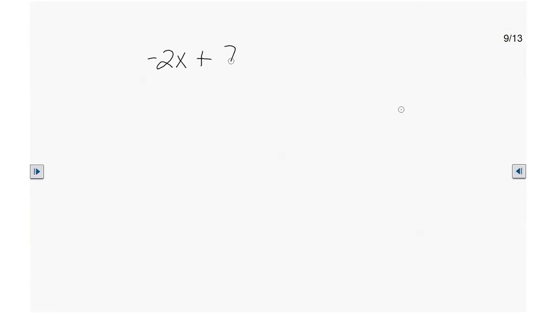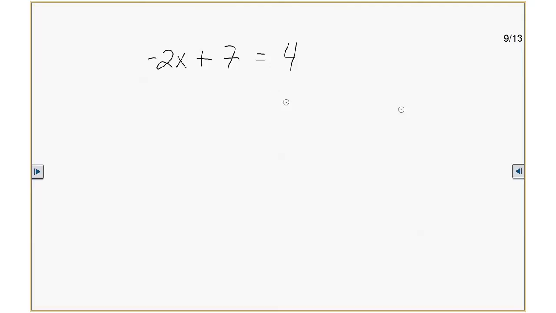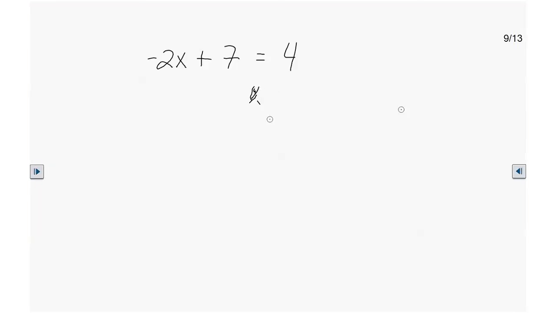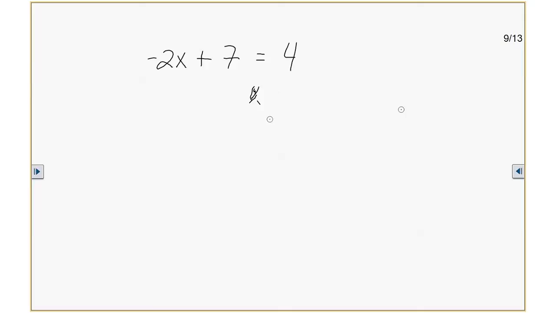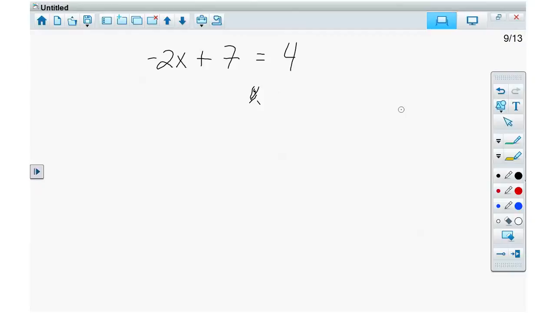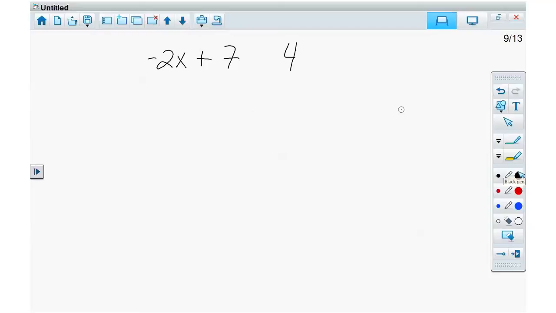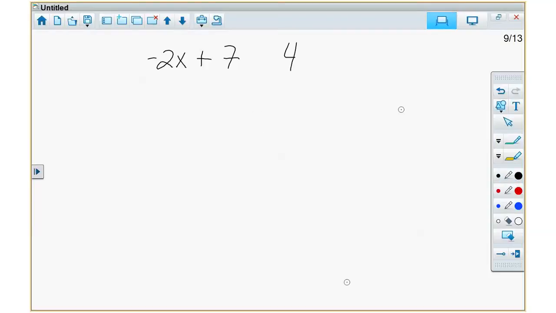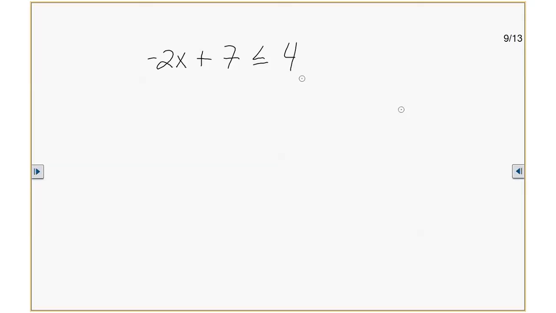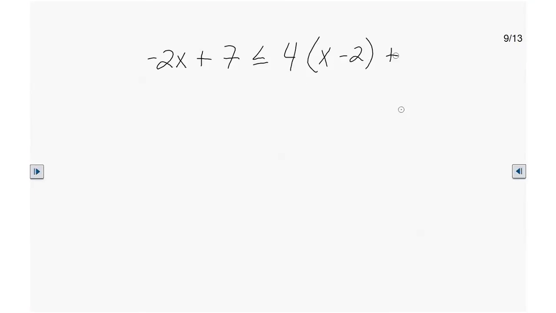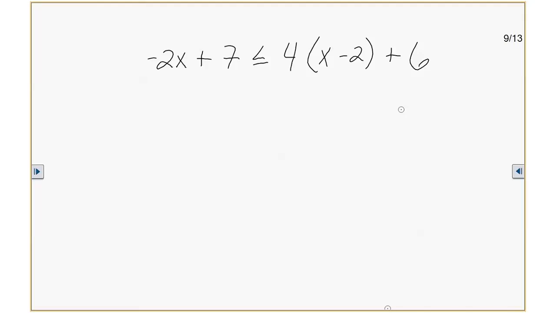Negative 2x plus 7 is less than or equal to 4 times x minus 2 plus 6. Sorry. Okay, I must have done something wrong. All right, do that one.